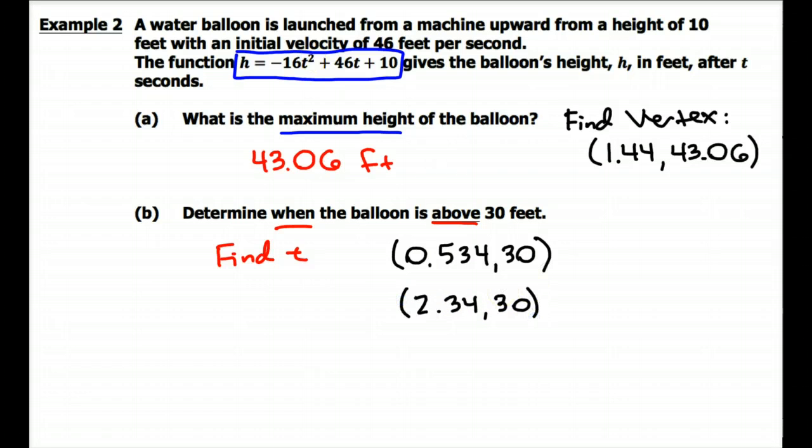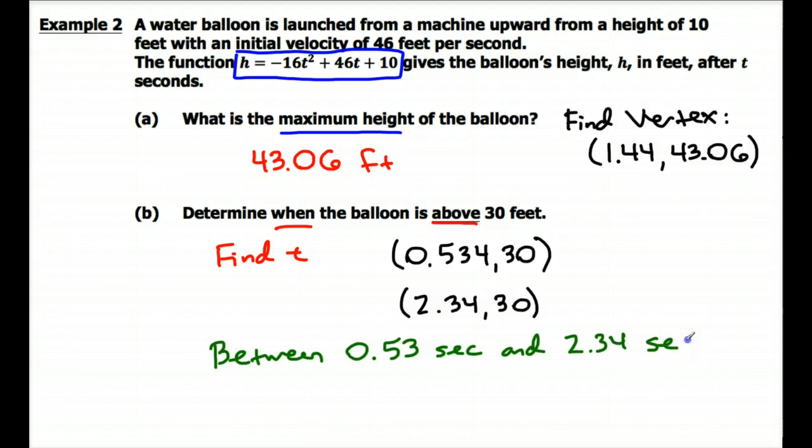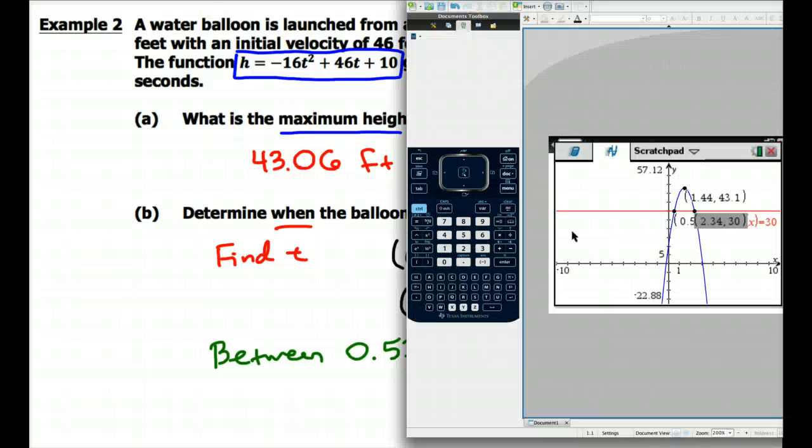Okay, so what that means is that this balloon is above 30 feet between 0.53 seconds and 2.34 seconds. Okay, that's the time period that is above 30 feet. Again, I recommend you draw a graph on your notes just so you have that to refer back to. So just make a quick sketch, okay?